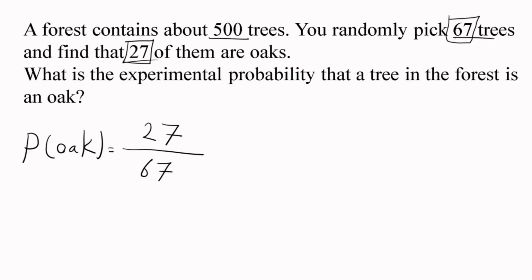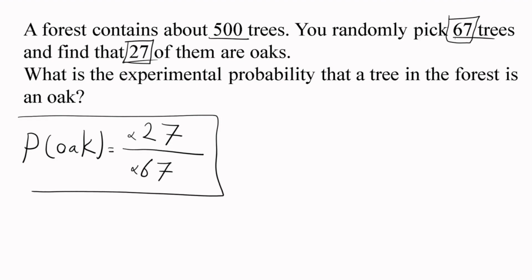What about 500? Should we do anything with that? No, we have nothing to do with 500 trees because 27 is the number of times that we find oak trees in the forest, and 67 is the number of times that we conduct the experiment, and these are the only 2 numbers that we need. And this is the answer of this example.